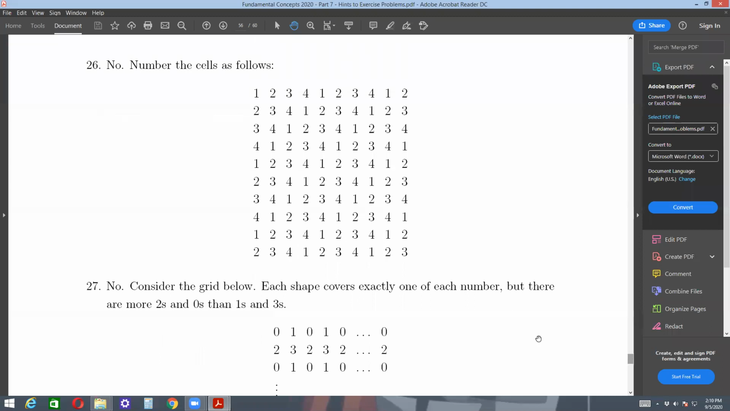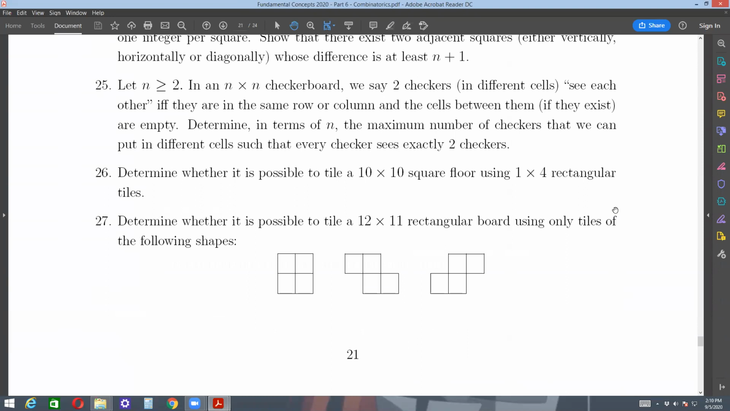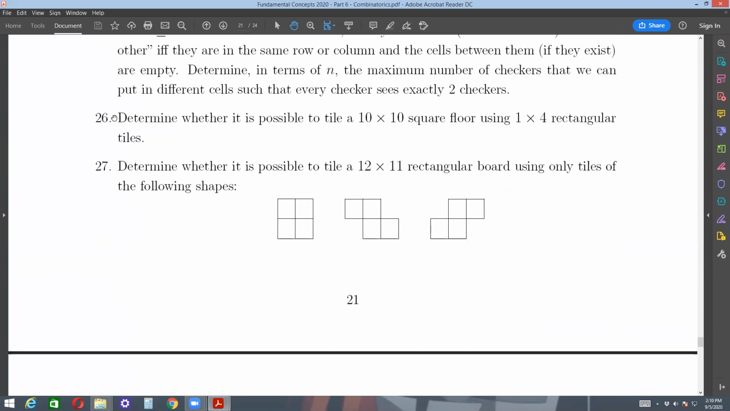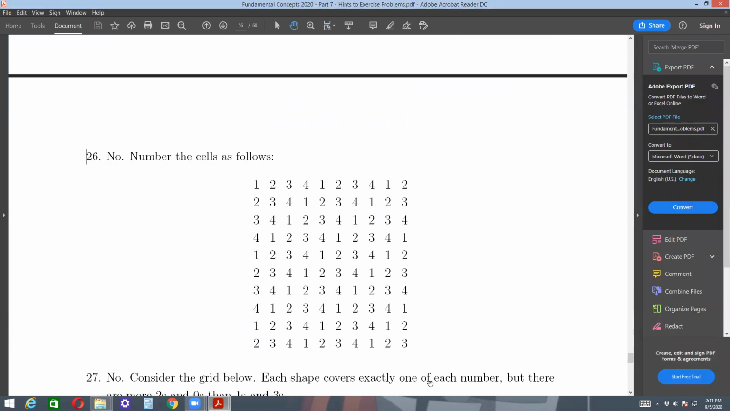All right, so looking at questions 26 and 27, both of those use the idea I just talked about. So 26: Determine whether it is possible to tile a 10 by 10 square floor using 1 by 4 rectangular tiles. Note that the number of squares in a 10 by 10 floor is 100. Technically, 4 is a factor of 100, so you might think it might work, but it actually does not work. And to show that, I won't do 27.